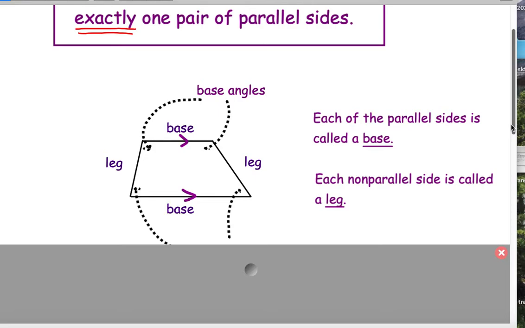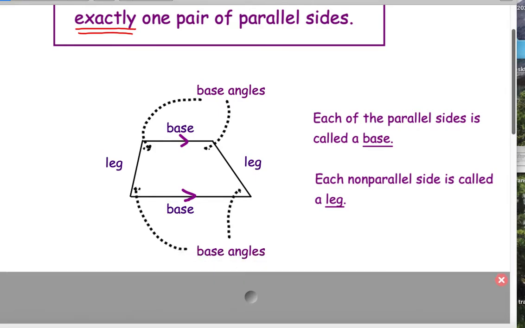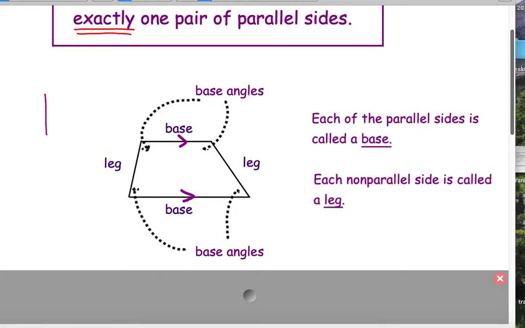Usually we draw the trapezoid where the two parallel sides are top and bottom. But we could rotate this 90 degrees, and then the parallel sides would be on the left and the right. So don't always think that top and bottom have to be the parallel sides. Depends on how it's set up. Okay, so the bases are the two parallel sides, so we call those the bases. The other sides are called the legs.